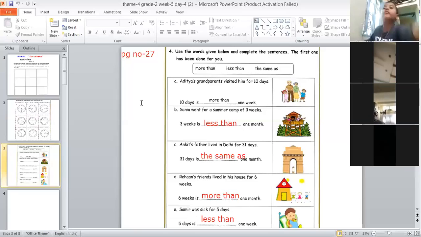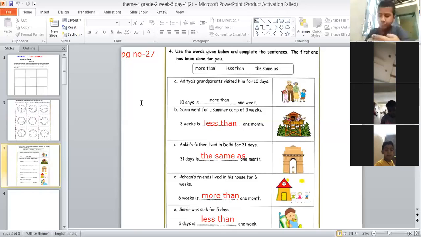Now listen carefully, children. There is one important announcement for you all. First of all, you all have to complete your portfolio work. I have attached portfolio sheets last Saturday. You can check in MCB. I have attached all the portfolio sheets for theme 4. So you have to complete and submit your portfolio.